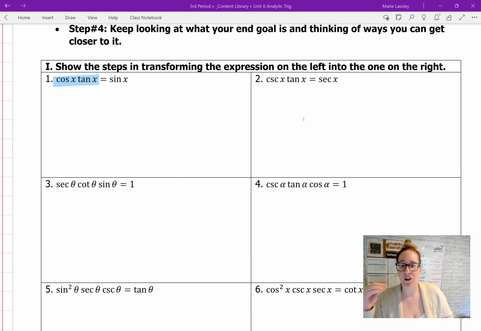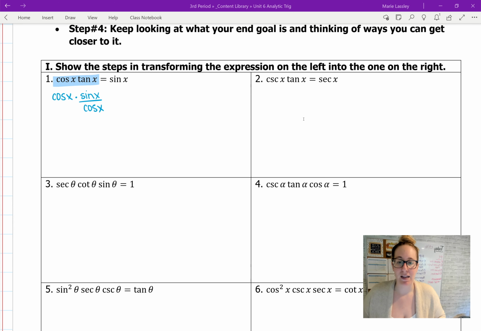Okay, so I have cosine times tangent. My end goal is to get it to look like sine, or to be sine of x. I'm just going to start using my identities and see what I can do. The first thing I see is that I have a tangent. Tangent can be rewritten as sine over cosine. So that's the first thing that I'm going to do. So I have cosine of x, I'll use the blue one, cosine x times, and then tangent is sine over cosine, so sine x over cosine x equals.